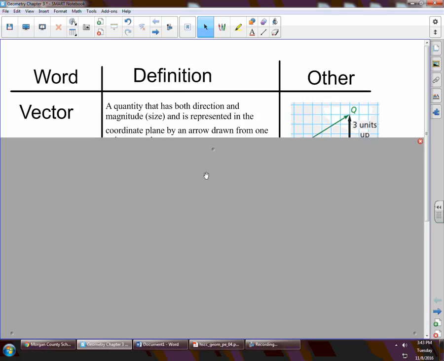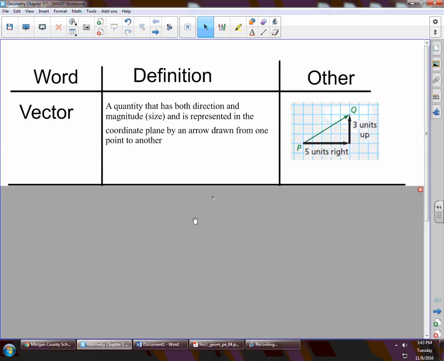The first word we're going to talk about is a vector. It's a quantity that has both direction and magnitude. Magnitude is a fancy word for size, and it's represented in the coordinate plane by an arrow drawn from one point to another. So right here, we have a vector. The vector's name is PQ.